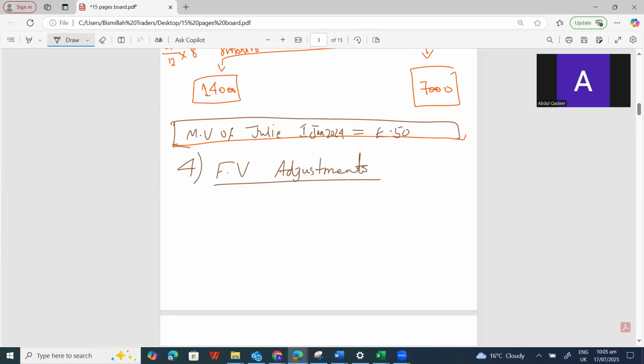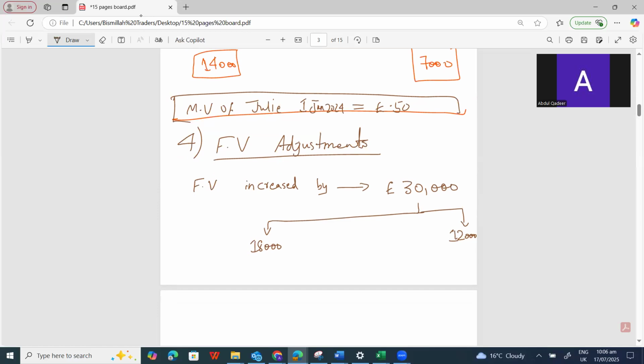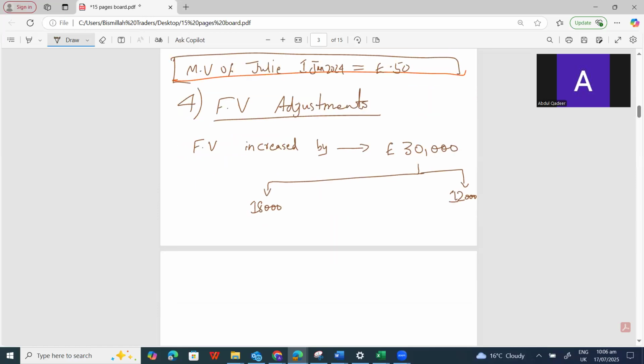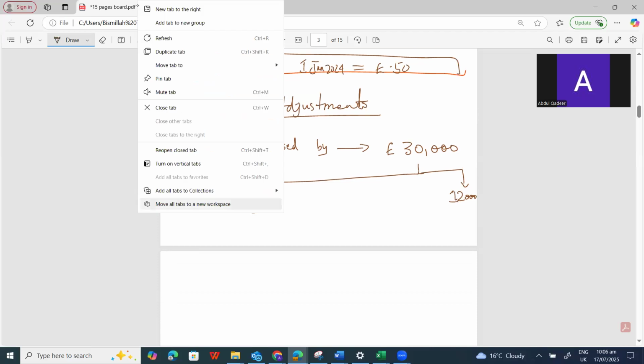And what's the fair value? The fair value increased by 30,000 pounds, as we have just viewed. This has two parts, 18,000 and 12,000. But the 12,000 may be about land, so it's not depreciable. The 18,000 belongs to buildings.